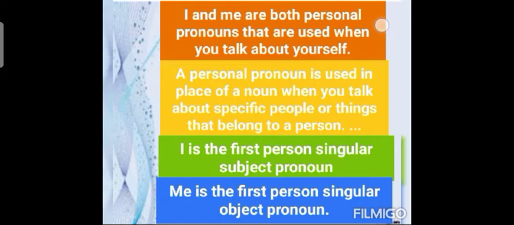Students, I and me are both personal pronouns that are used when you talk about yourself. A personal pronoun is used in place of a noun when you talk about specific people or things that belong to a person. I is the first person singular subject pronoun. Me is the first person singular object pronoun.